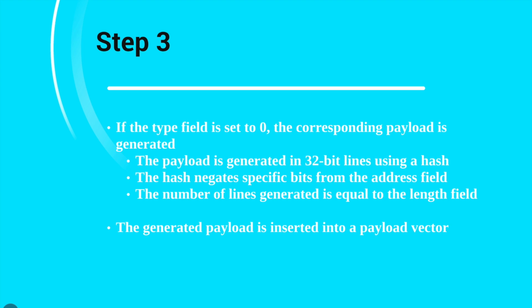The third step is to generate payload if it's necessary. So if the type field is 0, meaning that it is a memory read or write request, payload is generated. It is generated into 32-bit lines using a hash function. The hash function takes certain bits of the address field of the memory read and write request and negates these specific bits. The number of lines generated for the payload is equal to the length field. Lastly, the generated payload is inserted into a payload vector.